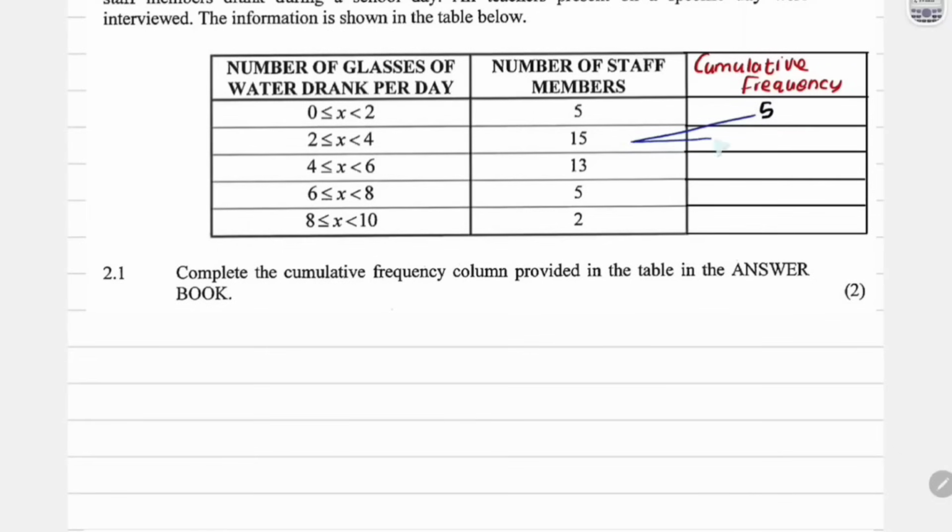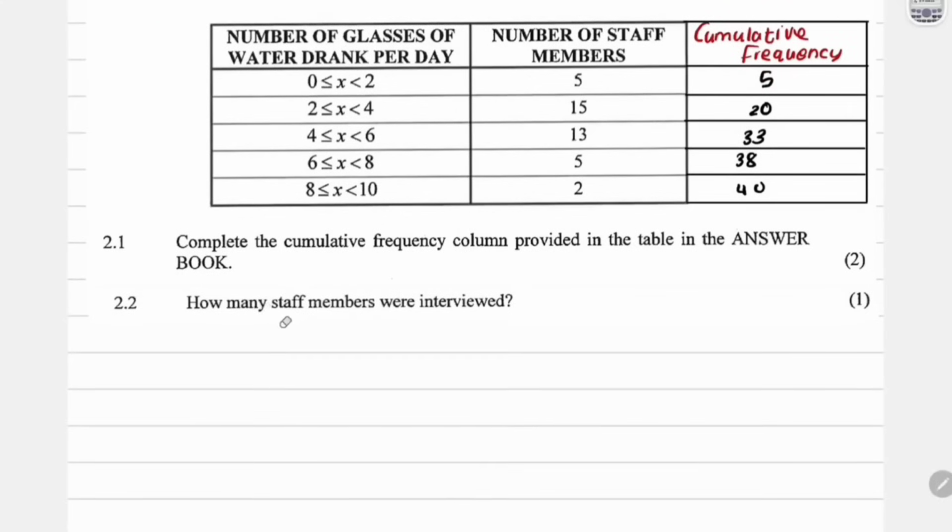So 5 plus 15 gives us 20. And then to get the next number, you're going to say the 20 plus the 13. And that gives you 33. And then 33 plus 5 gives you 38. And lastly, we have 38 plus 2, which gives us 40. And that's how we calculate our cumulative frequency. Very simple. So there's our cumulative frequency done. Moving on to the next question.